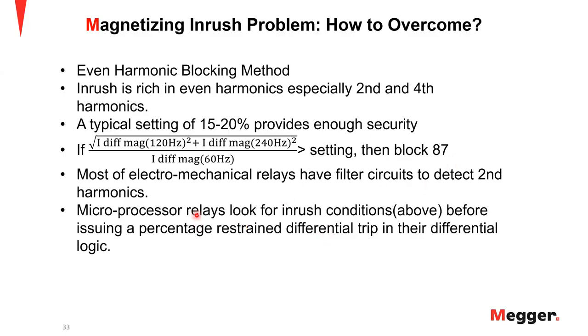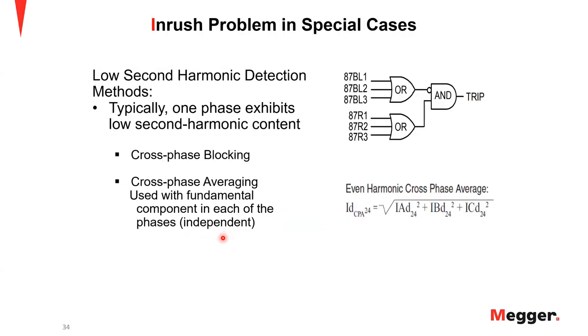So electromechanical relays use filter circuits that detect harmonics, and microprocessors look for these inrush conditions based on the logic that is presented here. There can be some special cases as well when harmonics are being detected.